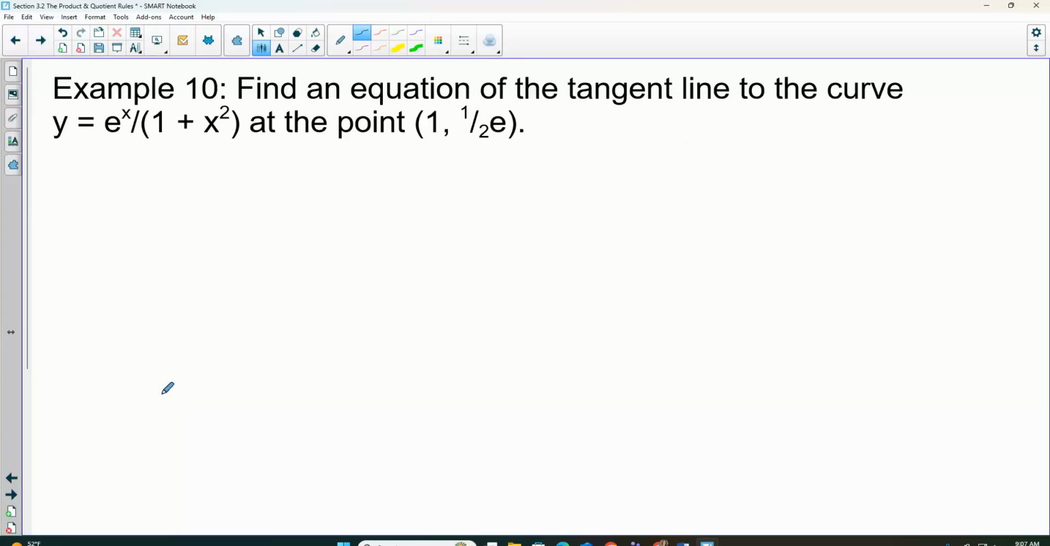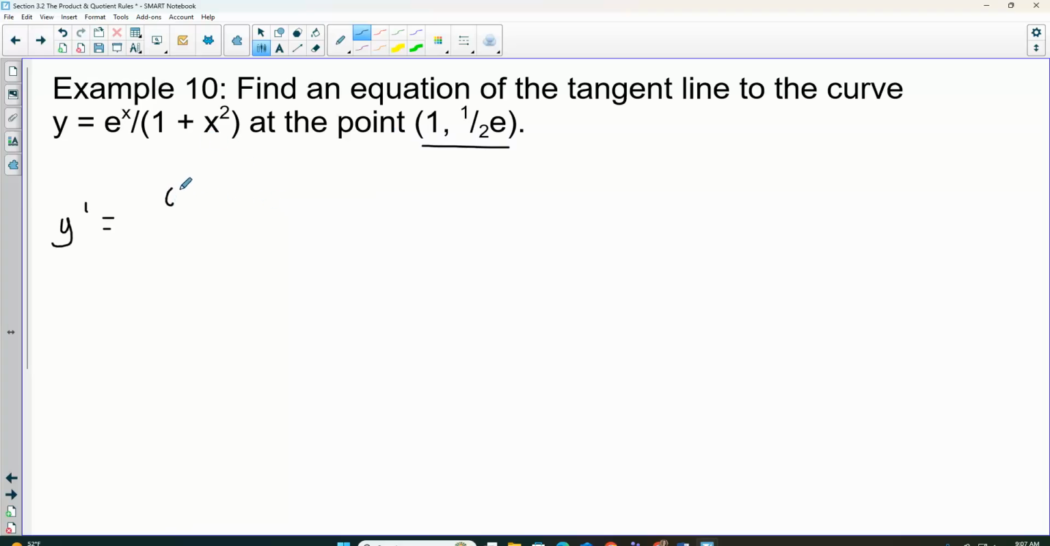I want the equation of the tangent. To find the equation of a line, we need a point and a slope. I gave you the point. How do I find the slope of the tangent line? Find the derivative. This is a fraction. e to the x over 1 plus x squared.